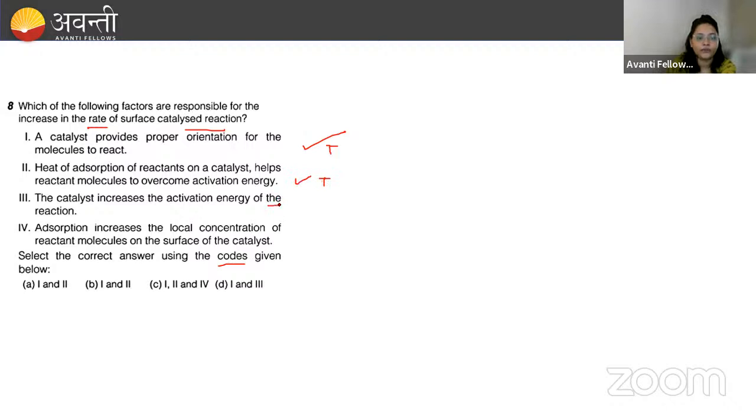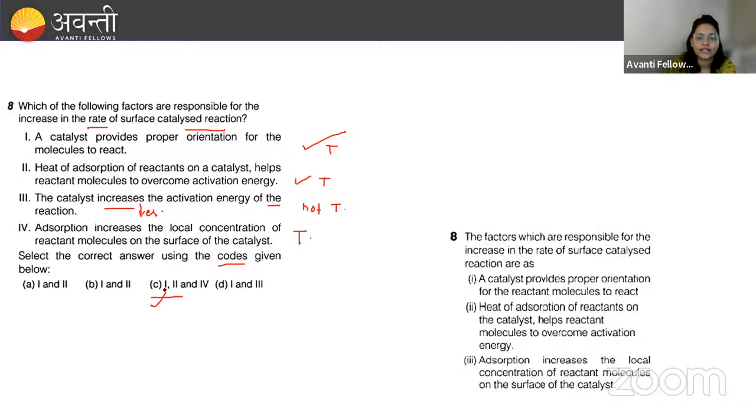Next, this is not true. Activation energy increase नहीं करता ना catalyst, वो क्या करता है? Decrease करता है. So this is not true. Not true. And this is true. So 1, 2 and 4 statements are true. That is option C is correct.